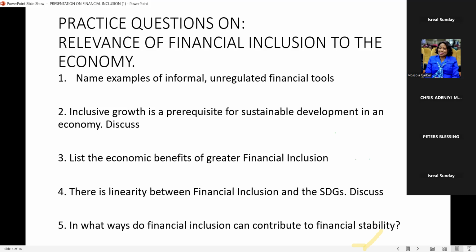And this practice question 5 is saying, in what way can financial inclusion contribute to financial stability? Now, you will notice that the Central Bank of Nigeria is saddled with ensuring that there's not too much inflation. When you hear about financial stability, it's talking about inflation. Now, what the CBN does to ensure that the value of the naira is stable, that is, we are not having too much inflation, is just to ensure that it controls money supply. Controls when there is too much money in circulation. Ordinarily, there will be inflation.